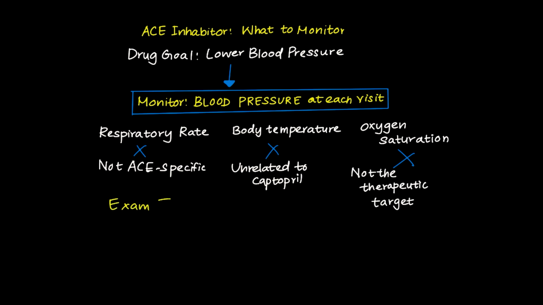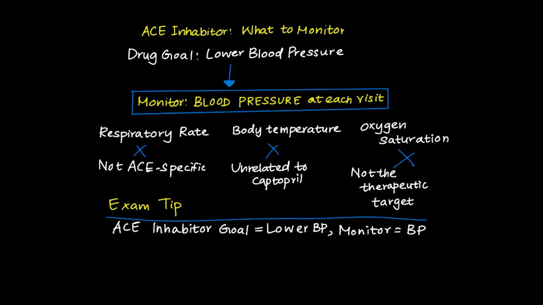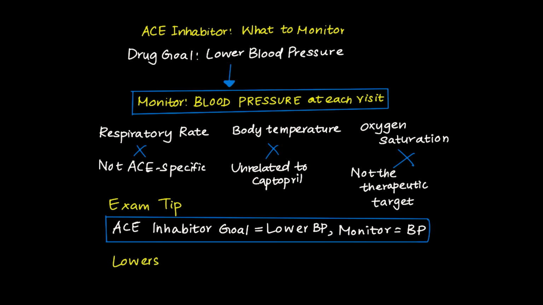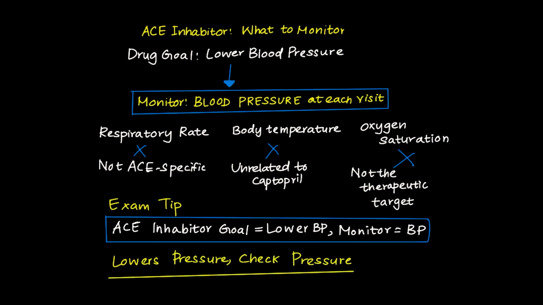Here is a D441 OA exam tip for you. When the question asks which vital sign monitors ACE inhibitor effectiveness, the answer is blood pressure. The drug lowers BP, so you check BP. Quick recall hook. ACE lowers pressure, so you check pressure. Match the drug goal to the monitoring tool.